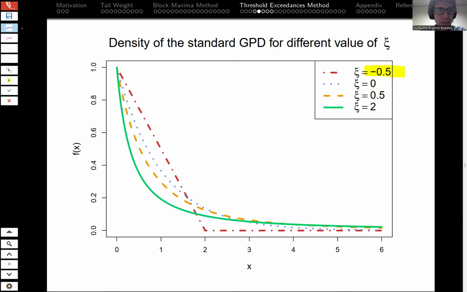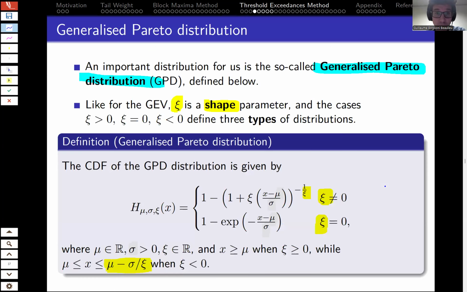We can see this on the picture here. For the biggest value of Xi, for large values, you see that the density is above the others. So the probability of high, extreme outcomes would be bigger. Recall that in the GEV that we saw in the previous section, Xi was also dictating the tail heaviness, and it was the same pattern. The bigger the Xi, the more tail heavy the GEV was. So now we have the same conclusion for the generalized Pareto. The bigger the Xi, the more tail heavy the distribution is.